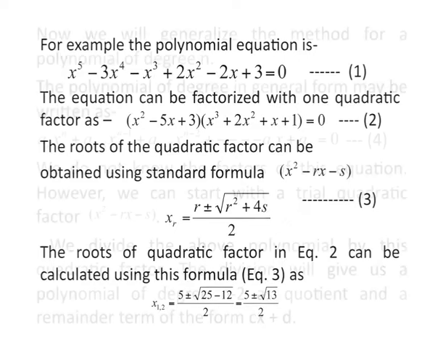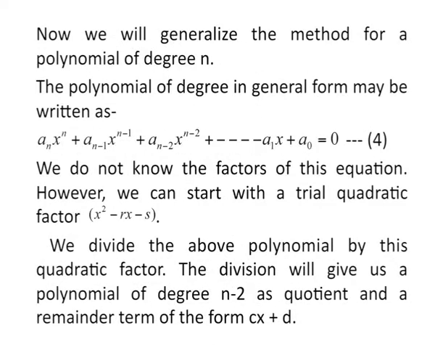So, we can generalize this method for a polynomial of degree n. The general form of the polynomial of degree n is given on your screen in equation 4, and suppose we have a quadratic factor x square minus r x minus s of this polynomial equation. If you divide this polynomial by this quadratic factor, you will get a quotient which is a polynomial of degree n minus 2 and a remainder term which is of the form c x plus t.